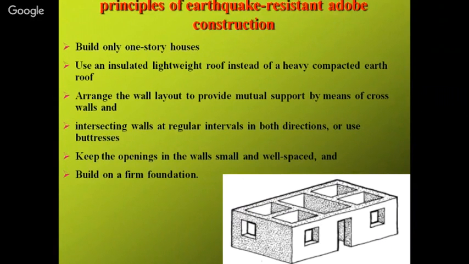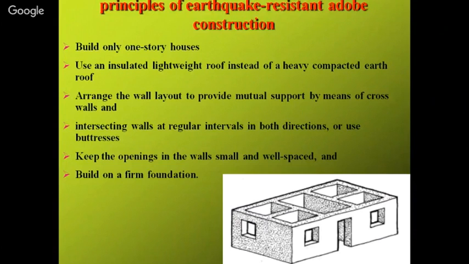Now for making earthquake resistant houses, if you are making an adobe house, a house made up of mud, only a one-story building is recommended. Use a lightweight roof. If you are constructing your house out of mud, the roof should be very light. Do not use heavy material to make your roofs. Arrange the wall layout to provide mutual support by means of cross walls.